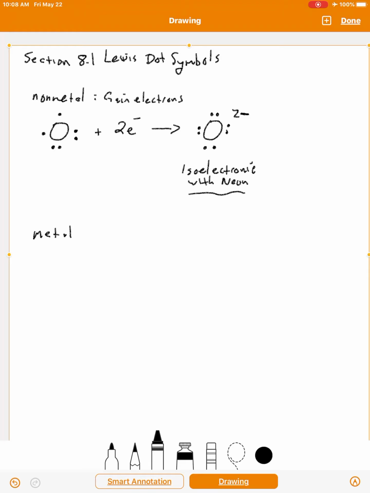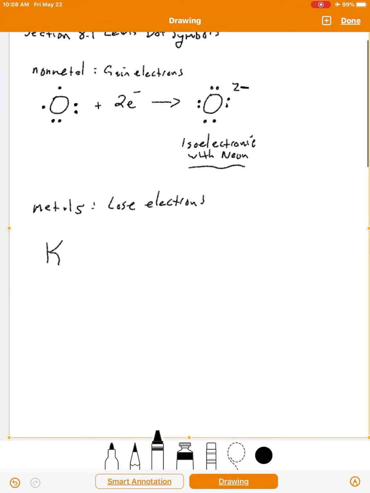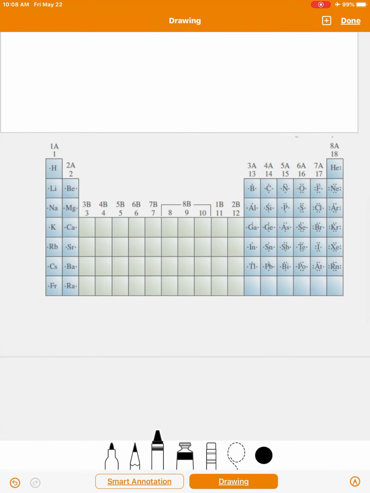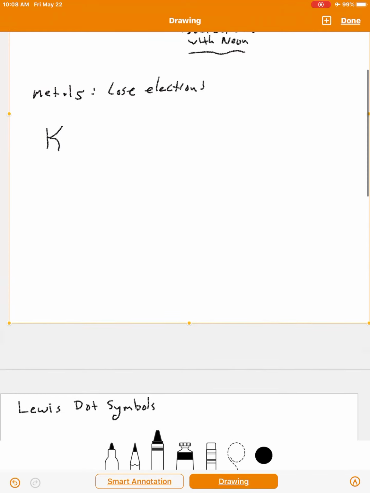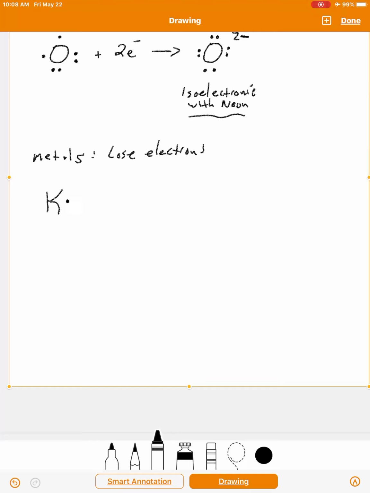Metals, these have a tendency to lose electrons. Okay, so let's try it with potassium. Potassium is element number 19. If you look in the periodic table, potassium is in the first column. It's in the alkali metals column. Has 1 dot, only 1 dot, right? Has a tendency to lose electrons. That's oxidation. Lose 1 electron.